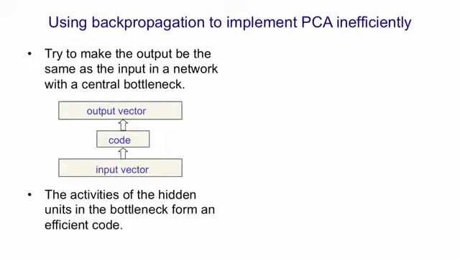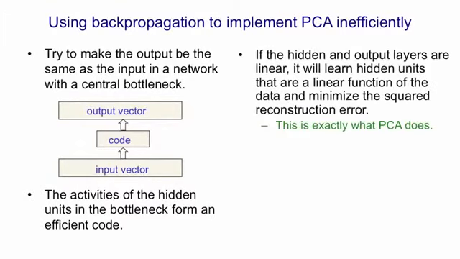The activities of the hidden units in the code vector form a bottleneck, so the code vector is a compressed representation of the input vector. If the hidden units and the output units are linear, then an autoencoder like this will learn codes that minimize the squared reconstruction error, and that's exactly what principal components analysis does.